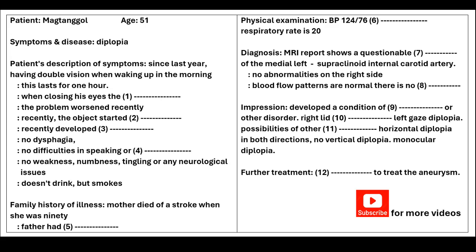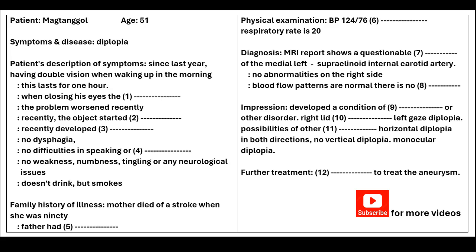Very recently, over the past week, I've developed supraorbital pain on the right side. Your age? 51, Doctor. Do you have any problems with swallowing or dysphagia? No, Doctor. Any weakness, numbness, tingling, or any neurological issues? No, Doctor. Do you have any difficulty in speaking or dysarthria? No, Doctor. Are you on any medication or allergic to any medicines? No, Doctor. Do you drink or smoke? I do not drink, but I smoke. Is there any family history of any illness? My mother died of a stroke when she was 90. My father had colon cancer.